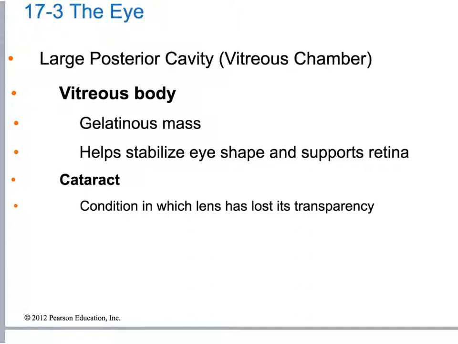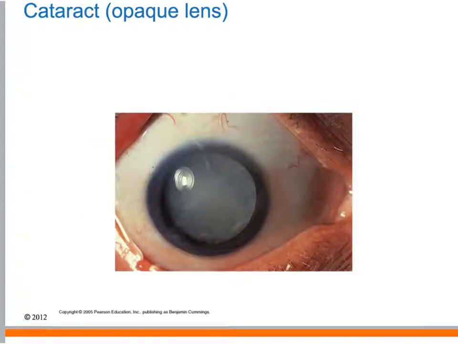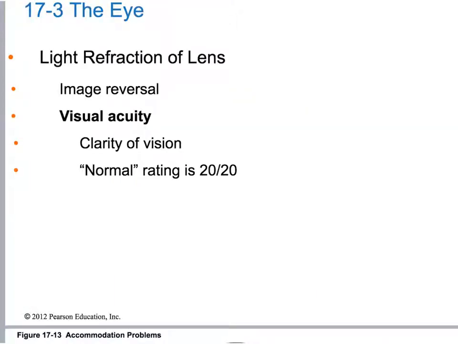A cataract is a condition in which the lens has lost its transparency. This is an illustration or an image of a cataract. The way we rate vision is called 20/20. Visual acuity is clarity of vision, so normal is called 20/20 vision.